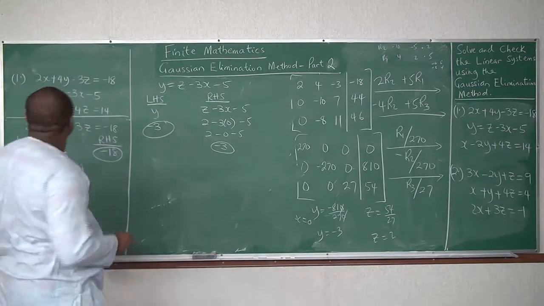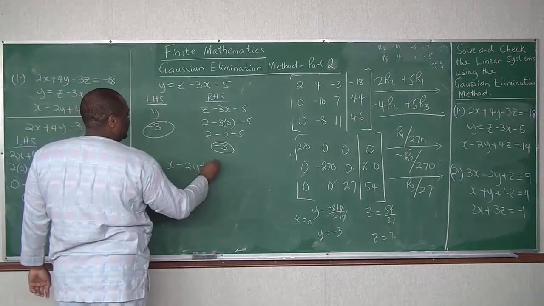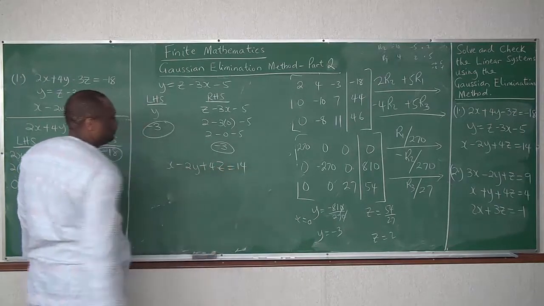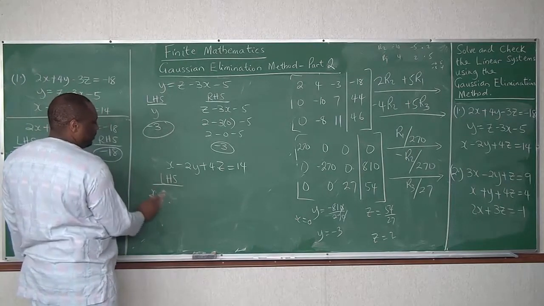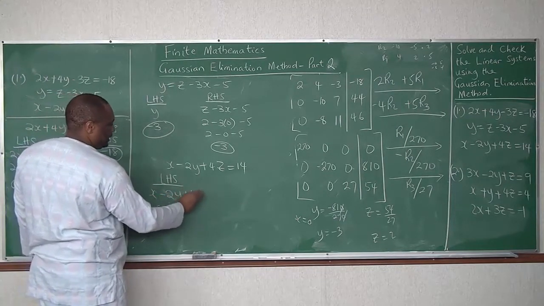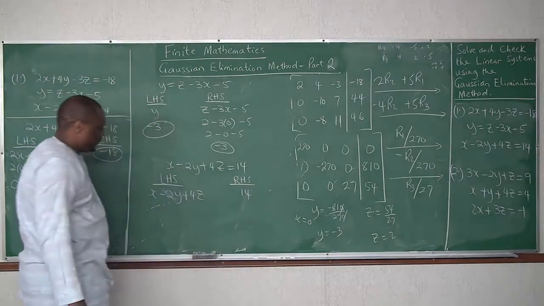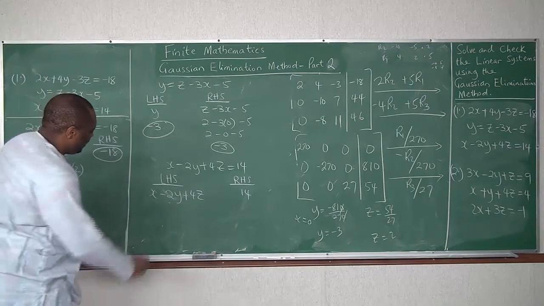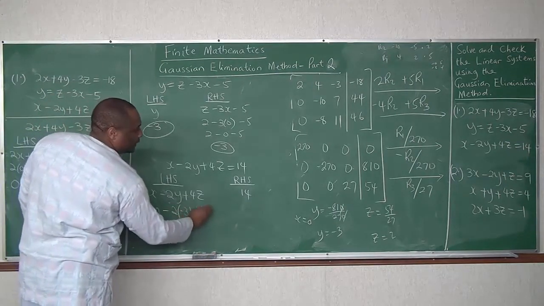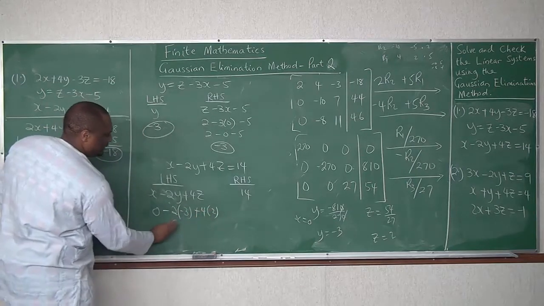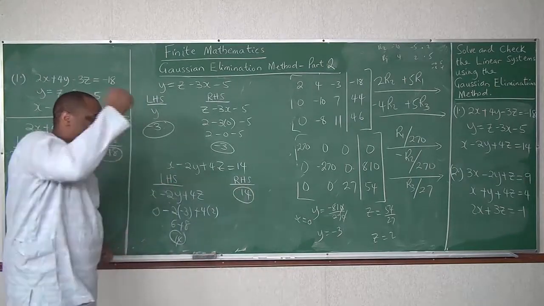The third equation, x minus 2y plus 4z equal to 14. Left hand side is x minus 2y plus 4z. Right hand side is 14. So left hand side we have what? X is 0 minus 2 times negative 3 plus 4 times 2. So this is 6 plus 8, which is 14. 14 on the left, 14 on the right.